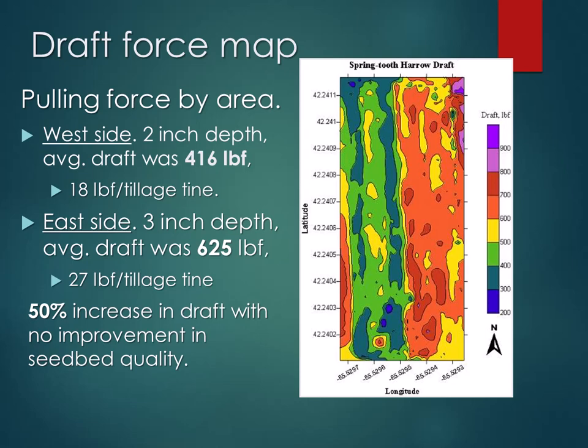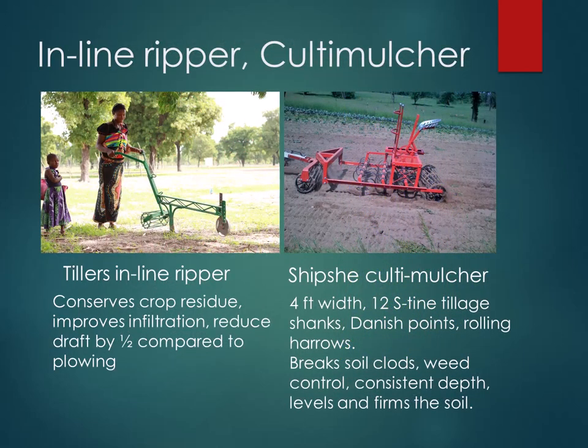As we saw previously with the disc, increasing the depth increased the draft without a noticeable improvement in the quality of the seed bed. So let's not overwork our animals. Working at Tillers International in Scotts, Michigan, and in Burkina Faso in West Africa, we developed an inline subsoiler or ripper for zone tillage. This reduced tillage intensity, improved water infiltration, conserved protective crop residues, and reduced the animal burden by one half compared to the moldboard plow.